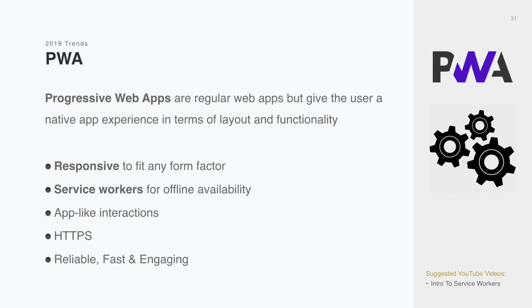So we can't forget progressive web apps like I did last year. These are regular web apps that give the user a native experience as far as layout, feel, and functionality. PWAs should be responsive to any form factor. You're going to implement service workers in the browser to handle offline availability and HTTP responses and so on. You don't want your app to go down if there's no internet connection, so you need to settle that with service workers. And PWAs are reliable, fast, and engaging, and I think that they are the future.